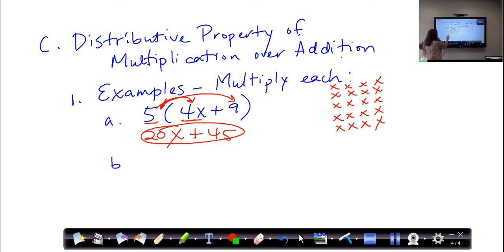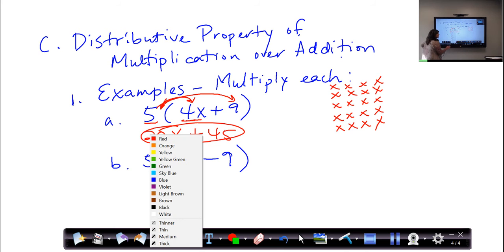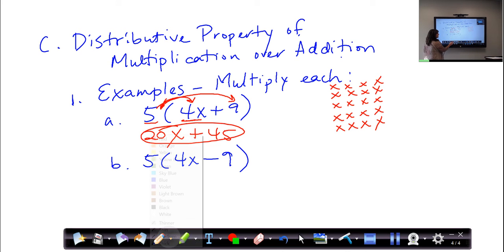Let's try this one. With this one, it looks very similar, and once again, the idea is that whenever I've got something sitting right up against, it's going to indicate multiplication. Right up against the parentheses indicates that 5 is being multiplied here, but it's being multiplied to everything inside the parentheses. Now, we established before that 5 sets of 4 x's is going to be 20 total x's because 5 times 4 is 20. We've also established that 5 times 9 is 45, and there's a minus sign between them.